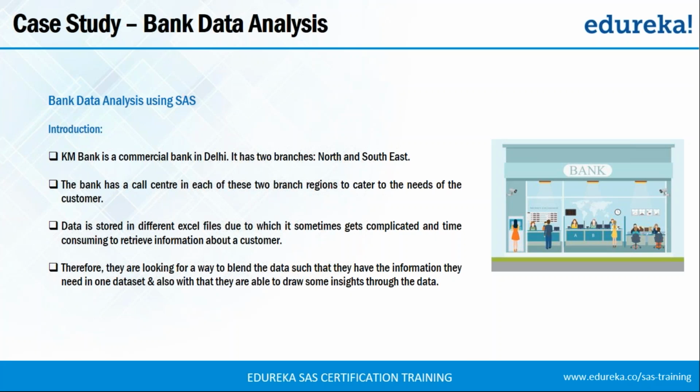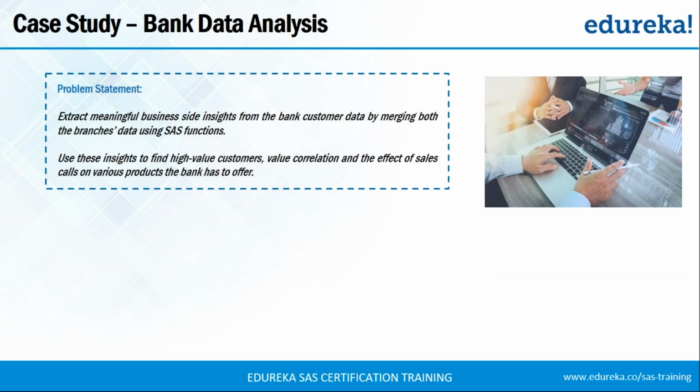Therefore, they're looking for a way to blend the data such that they have the information they need in one data set, and also with that they are able to draw some insights through the data. What is the problem statement? Extract meaningful business insights from the bank customers by merging both the branches' data using SAS functions. Use these insights to find high-value customers, value correlations, and the effect of sales calls on the various products the bank has to offer.